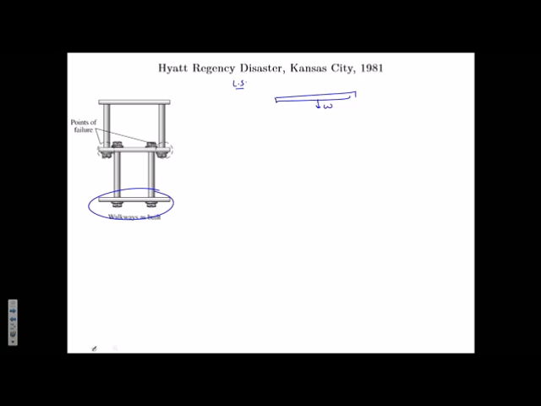Same weight W, the force P1, 2P1 equal to W, so P1 is half of W, same as before, no changes, right? So nothing changes with the lower skyway. The load on the nuts on the lower skyway is also the same, right, as before, W by 2. Let's see what happens with the upper skyway.